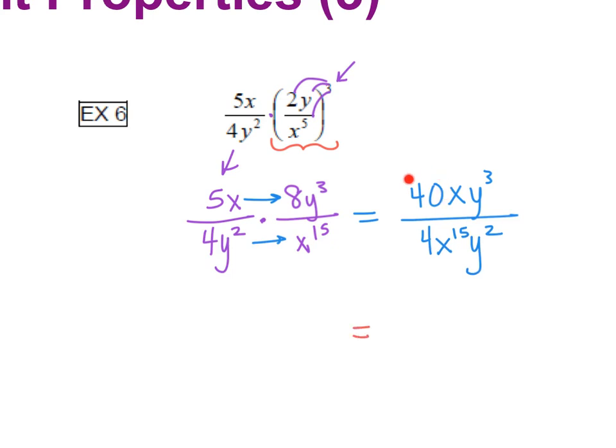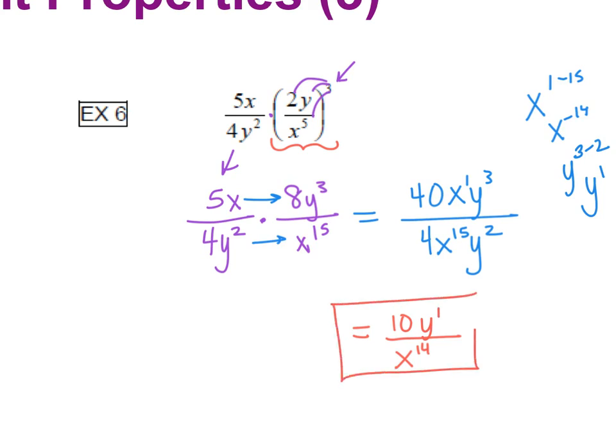Left to right, we have 40 divided by 4. That gives us 10. We have x to the 1st power over x to the 15th power. Now remember, you're subtracting the top number minus the bottom number. That gives you x to the negative 14. When you get a negative exponent, you can just go ahead and put that right on the bottom and make that a positive 14. All right, then your y's. You have y cubed over y squared, so remember you're subtracting the top minus the bottom. That turns into a positive exponent. Positive exponents go on the top, y to the 1st power, and that's going to be our final answer.